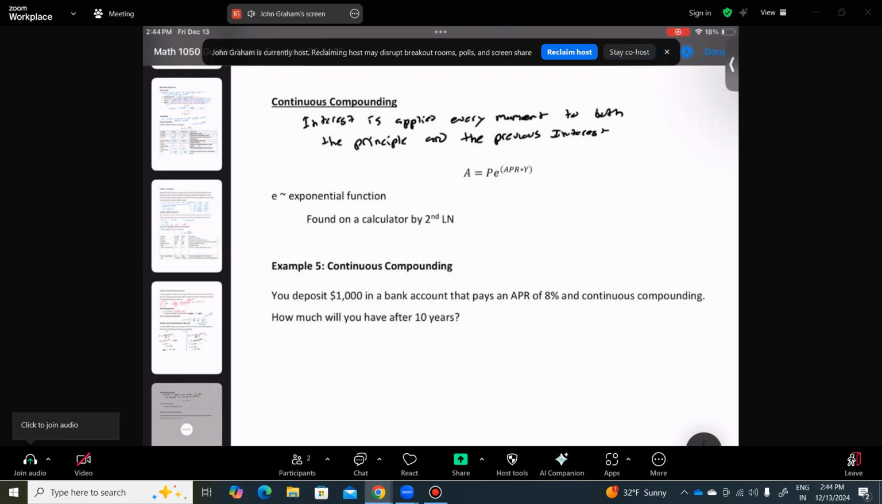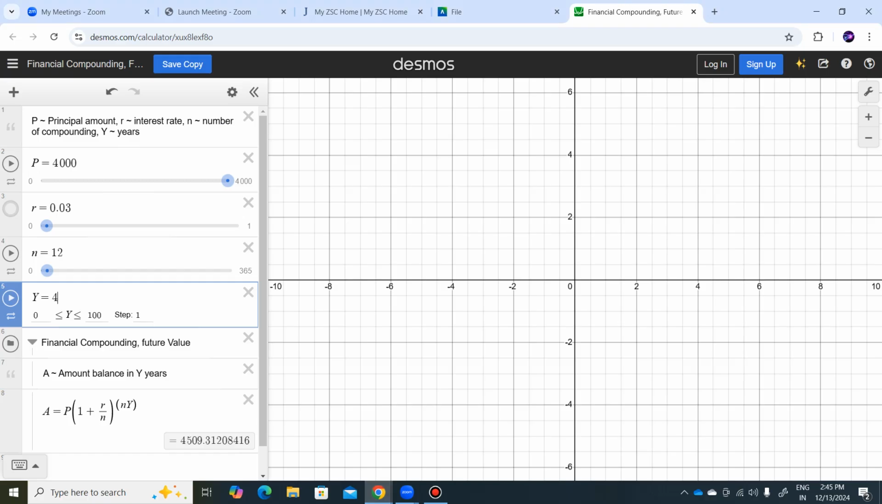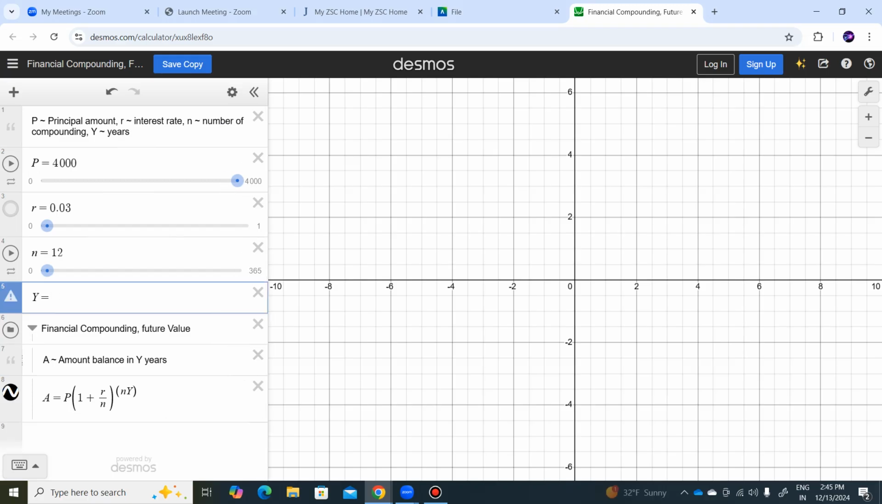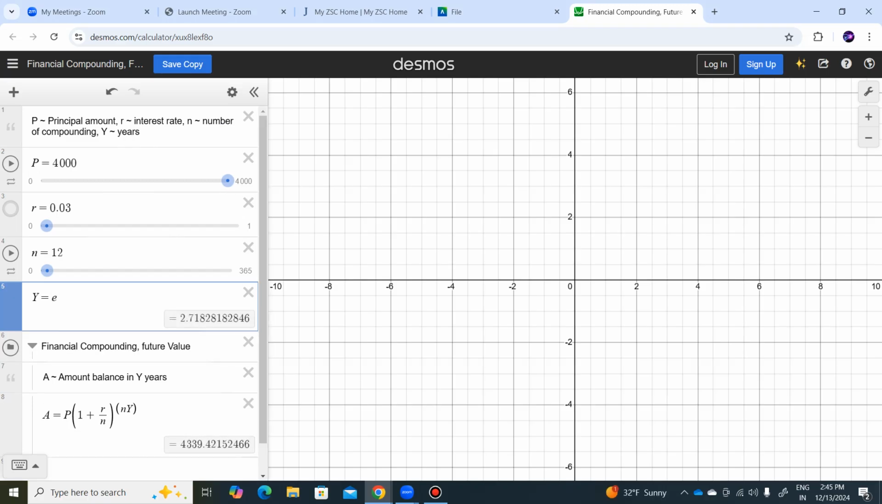This formula is A equals P E to the APR times Y. Everything is the same. This E though is something you haven't seen. This is your exponential. This E technically equals 2.71, but it's not exact numbers like pi. It keeps on going. You can find this on a calculator. It's just second natural log, and you can get this on Desmos. If I just put in E, you get the value itself. So Desmos recognizes it as just E.